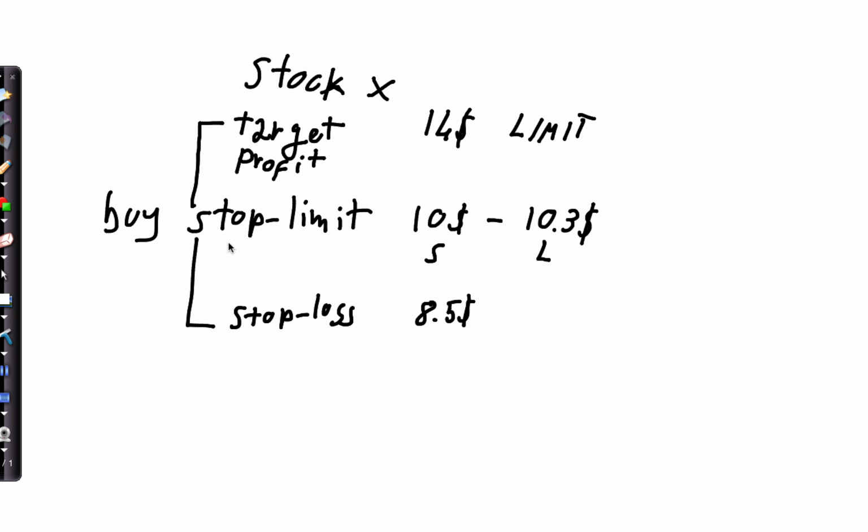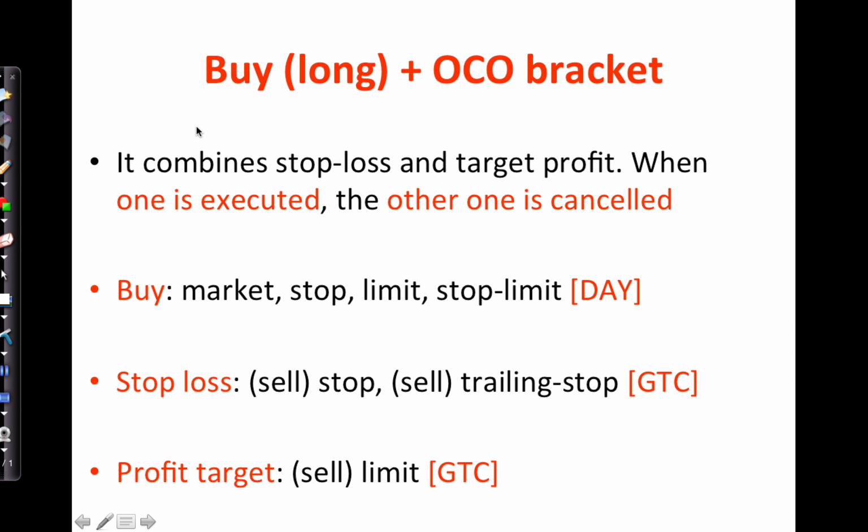So with this strategy, if your order is triggered, then you have only 2 options. Either the price is going down, hitting 8.5, this will be triggered and this one, the limit order, will be cancelled, or the price is going up, hitting your target profit, and this stop loss will be cancelled. So this is the order cancel order bracket. Okay, and again, remember that for the stop loss and the profit target, it's better to use the good-till-cancelled option because we never know when the stop loss or the profit target will be hit.